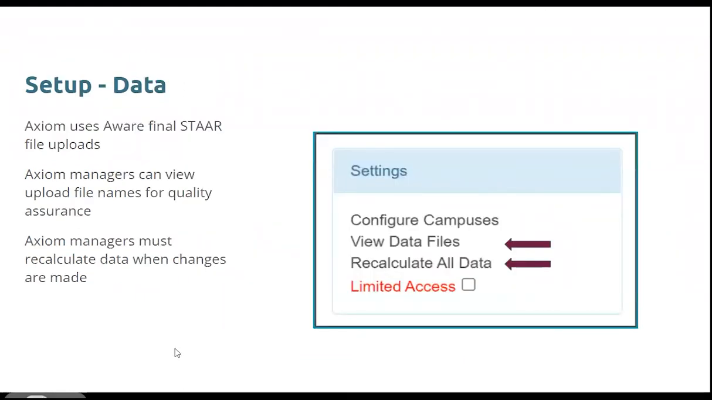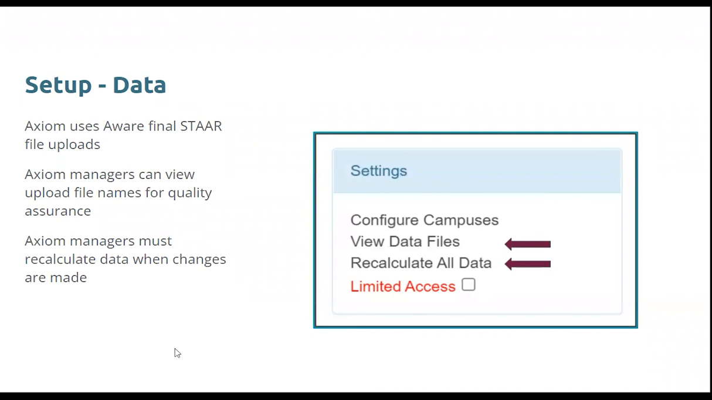Also part of setup, Axiom only can use final STAR files. It cannot use these preliminary files that are first available for districts. Those files are great for loading into Aware to quickly be able to access performance level data, but they do not include the information necessary for accountability related projections. So we recommend that Axiom managers also be the ones who upload files just normally into Aware, because Axiom actually just uses those same files. You're able to click that View Data Files button to see which files have been loaded in, so that you can audit which ones might be missing, and you can reload them.